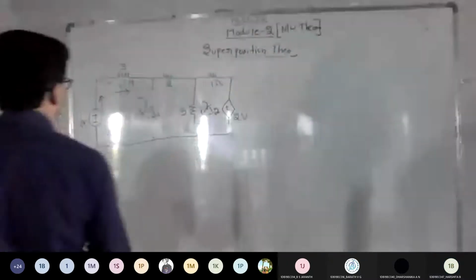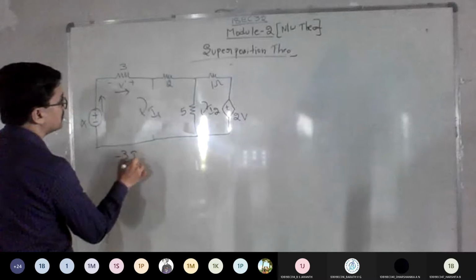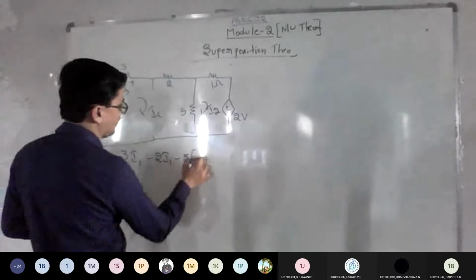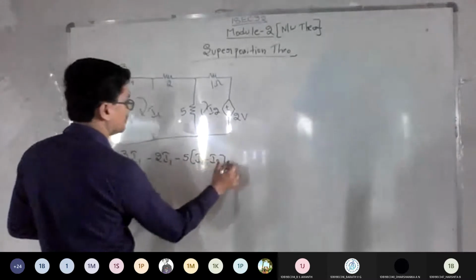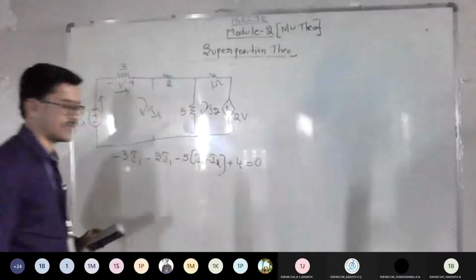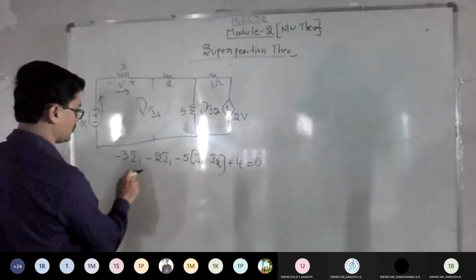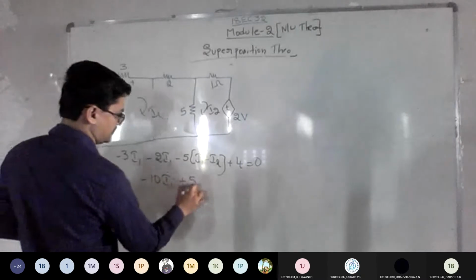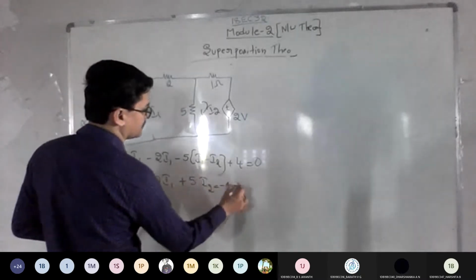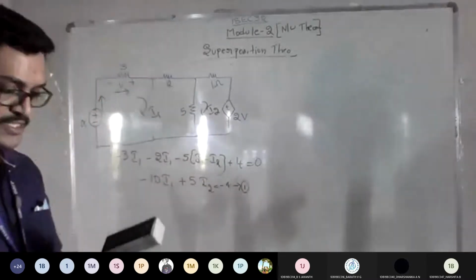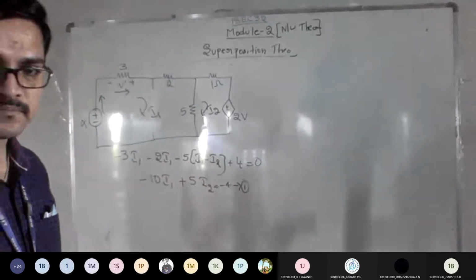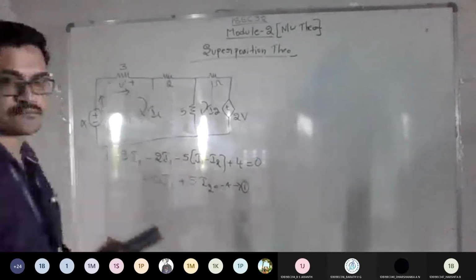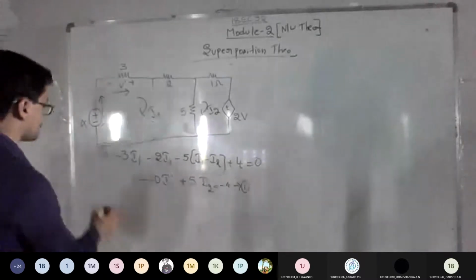So apply mesh analysis. Tell me the equation. Minus 3 I1, minus 2 I1, minus 5 (I1 minus I2) plus 4 equals 0. So it is the first equation. If you simplify, you are going to get minus 10 I1 plus 5 I2 equals minus 4. So am I correct? Is it correct here, everyone? First mesh. Yes, sir.